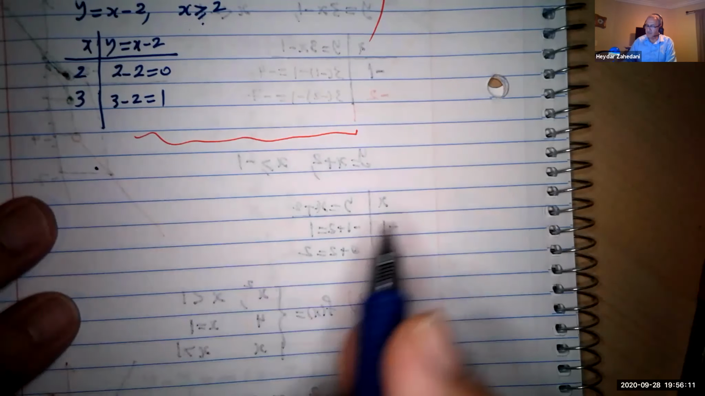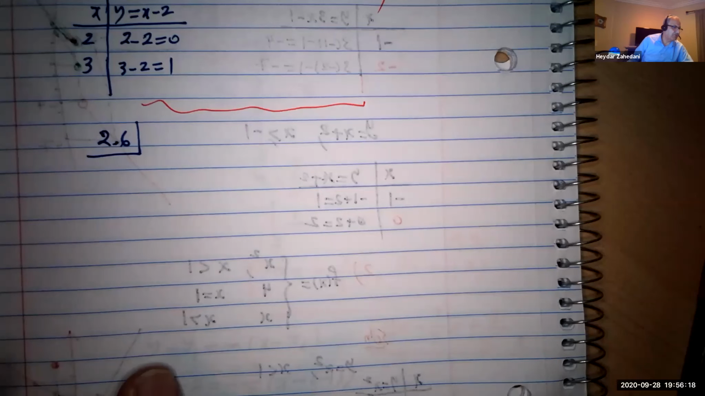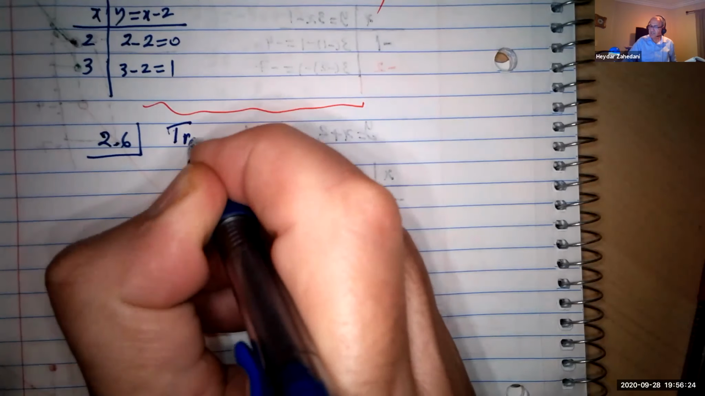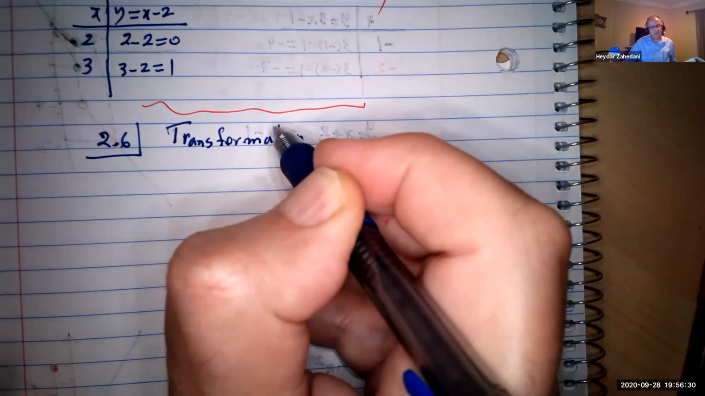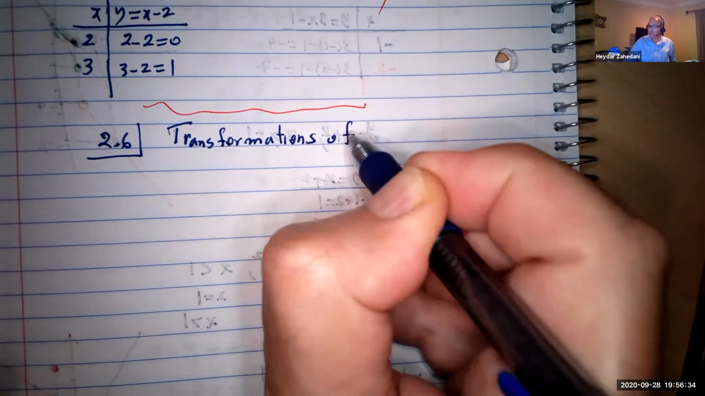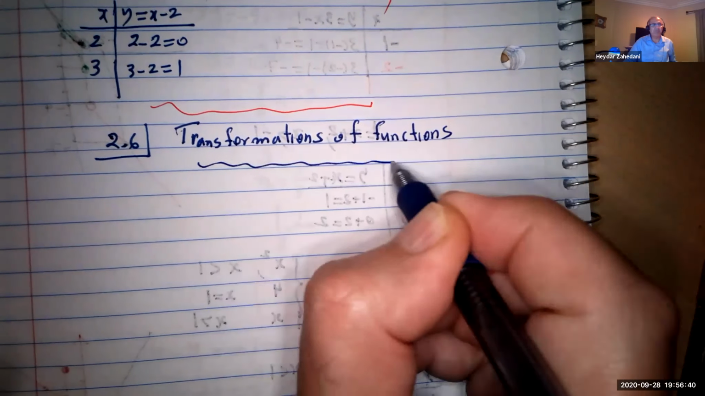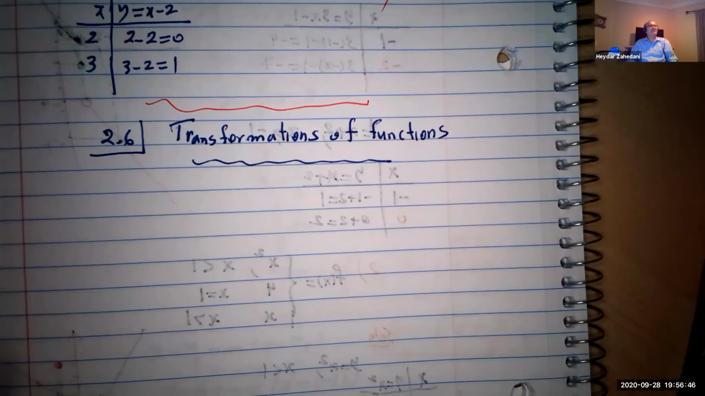So let's go to 2.6. We get one graph and we change it to the other one, so they call it transformations of functions. You see, sometimes you have a function. You multiply by 2. Multiply by 7. You change the x. You change the y. We want to know what's the relationship between this operation and the function, and what will happen to the graph of the function. That's the idea of this section.